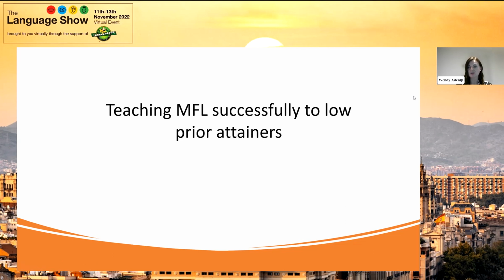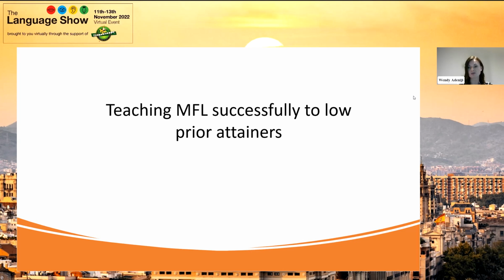So my session today is teaching modern languages successfully to low prior attainers and also to students with SEND. Sometimes it's the same thing, but not always. And I will probably broaden this to the sort of mid to low prior attainment category.